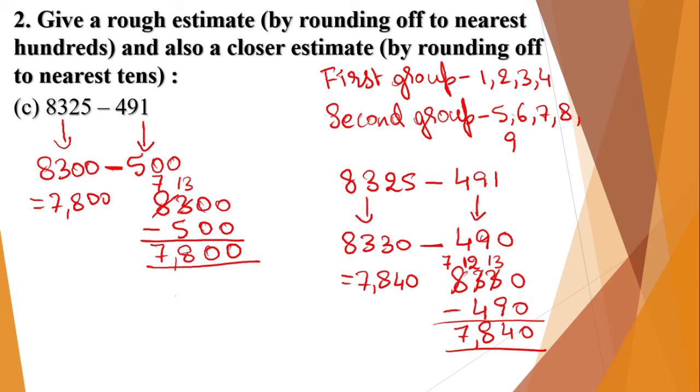Now if you observe here, we are getting 7800, and here we are getting 7840. So here we have tens place also, right? So again we will get accurate answers if we estimate to nearest tens than estimating to nearest hundreds. So this was the third question. Now let's see the next question.